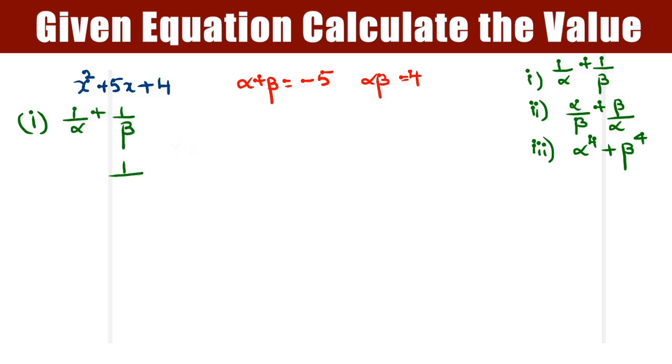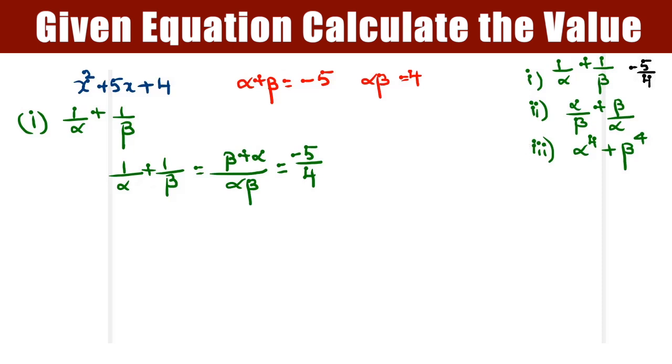So let's start with the first case, which is 1 by alpha plus 1 by beta. I'm going to take the LCM for that. So the denominator is alpha beta. Do a cross multiplication in the numerator, which is beta plus alpha. Alpha plus beta and beta plus alpha both are same because they are commutative. So the numerator, I'm going to substitute. This is minus 5 by 4. So this is the value for 1 by alpha plus 1 by beta, minus 5 by 4.